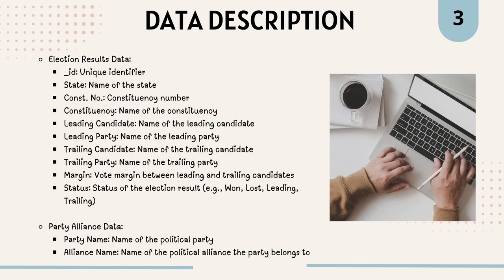And this is the data which they have given. This is the parameter which is present there. They have given ID, state, constituency number, constituency name, leading candidate, leading party, trailing, and all. And this is the party alliance data, the second data set. So in total, they have given two data sets.